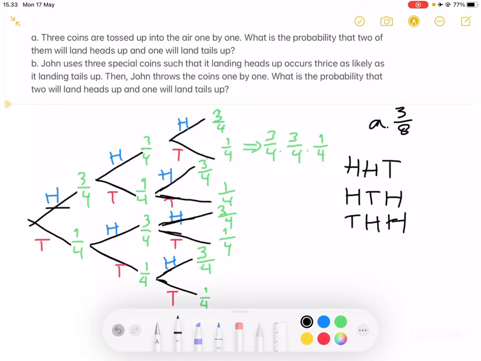And then for the second one, that is also very similar, HTH. That will be this one. We can again calculate the probability. And then tails, heads, heads, which is this one right here. Again, we can calculate the probability of it. And then we can sum up all the probabilities to get our answer for part B. And I hope this makes clear for example number 5.